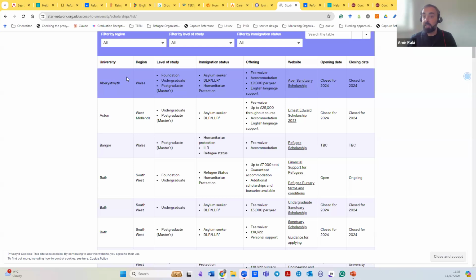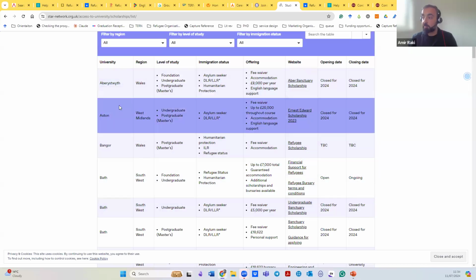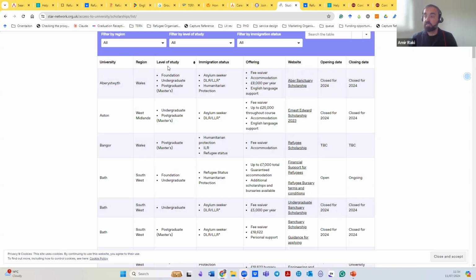So hopefully it should be clear by now how to find universities with a scholarship. First, the university should be in this list. They should cover the level of study that you would like to study, undergrad or postgrad, and some of them give a scholarship for PhD as well. And then they should cover your immigration status. So you need to go through this list one by one, check the level of study, and check the immigration status.